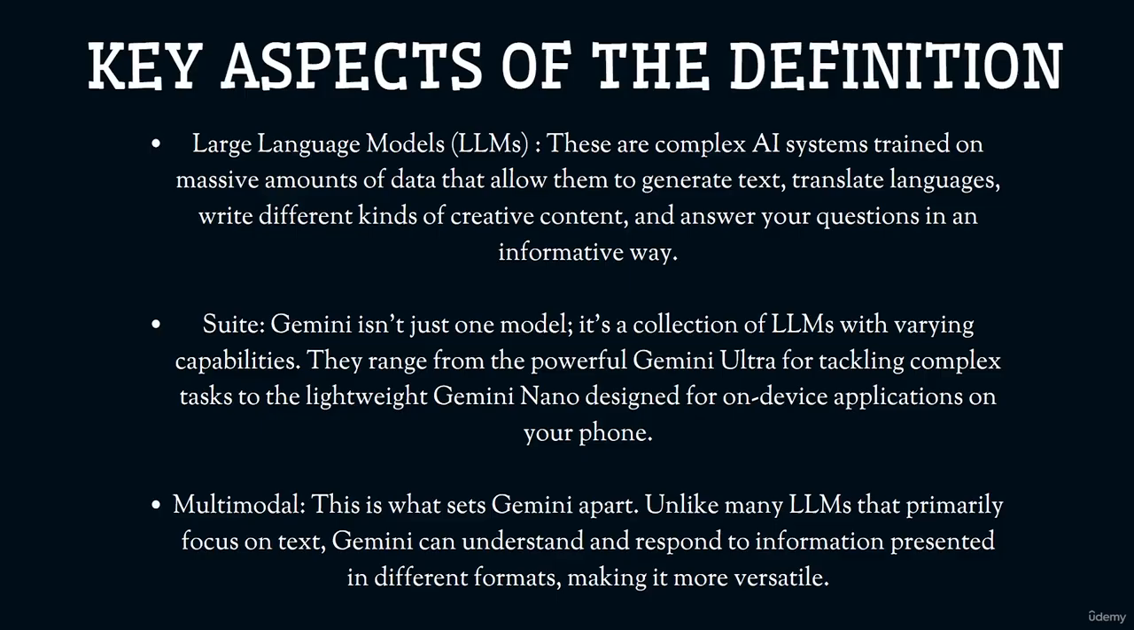So we will look at a few of the key aspects of the definition I have just shown you. The first thing is the large language model. As I was saying, Gemini works on large language models. So what are these large language models, or LLMs? These are complex AI systems trained on massive amounts of data that allow them to generate text, translate languages, write different kinds of creative content, and answer your questions in an informative way.